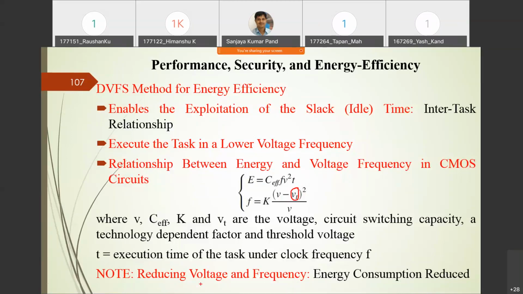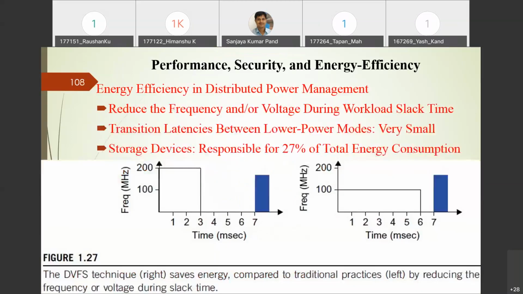So it is saying that reducing the voltage as well as the frequency leads to energy consumption also being reduced. So reduce the frequency and voltage during the workload slack time. Idle time you have to reduce, right? For example, here you need more voltage. Your work starts from here, but initially you have fixed the frequency at 200 megahertz. At a later point of time it is executing up to 3. After that you came to know that this much frequency is not required, up to, let's say, 7.